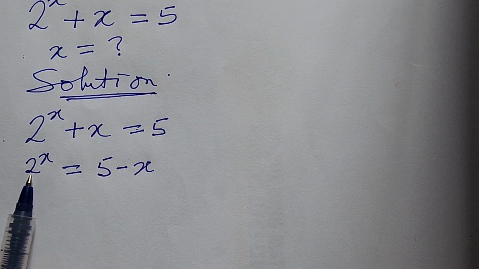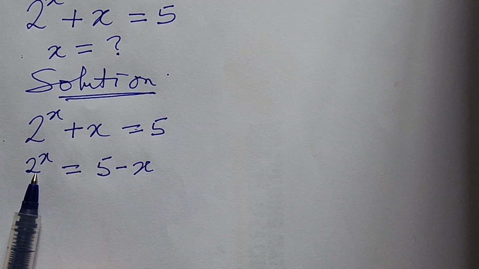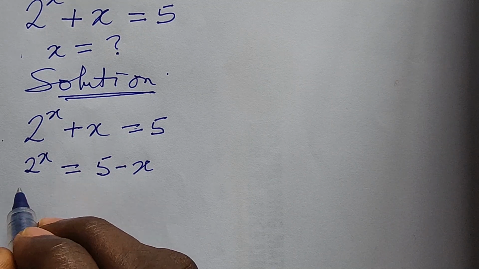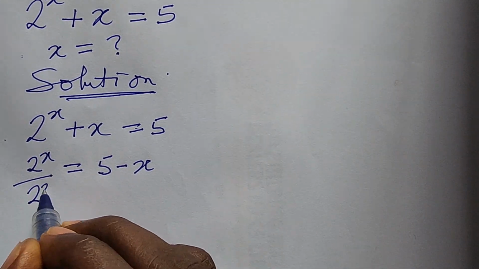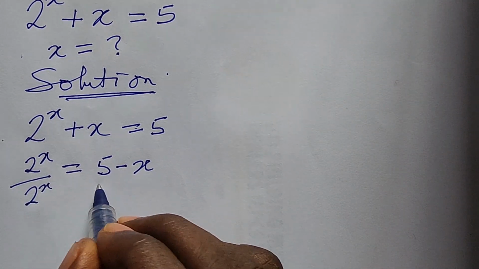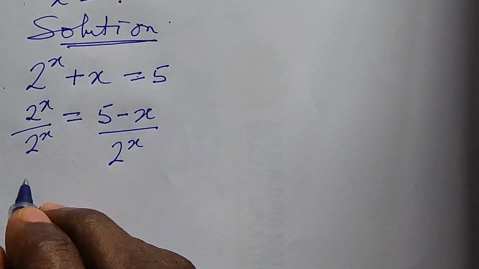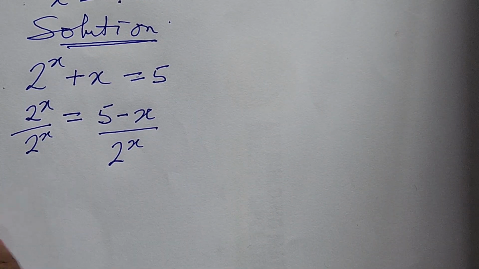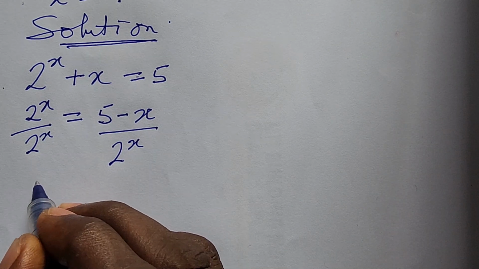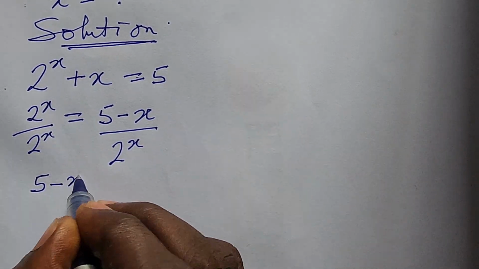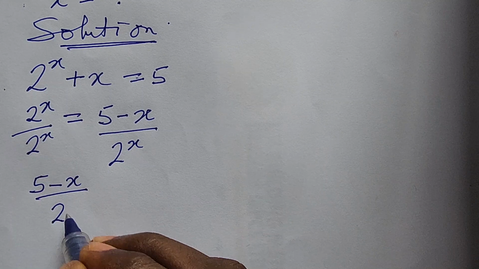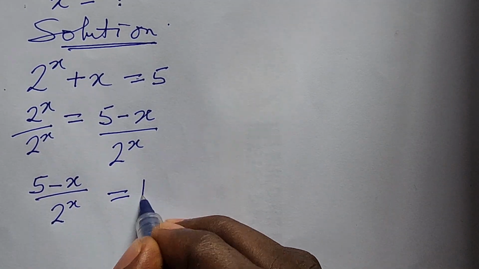The next thing I will do, I will make the left hand side to be unity. In other words, I want to divide through by whatever I have here. So this is 2 to the power of x all over 2 to the power of x on this other side. So automatically we're going to have 1 on this side. If I rearrange the equation, I'm going to have here 5 minus x all over 2 to the power of x equal to 1.